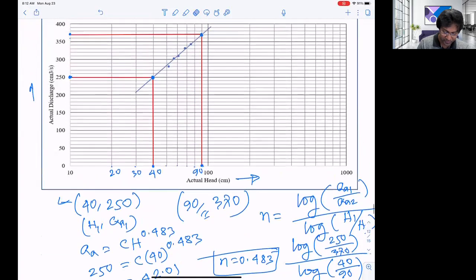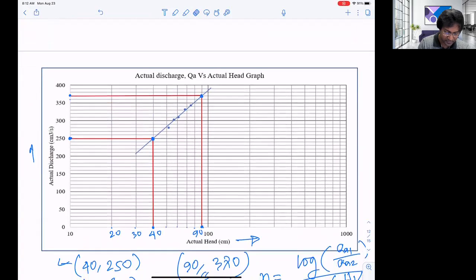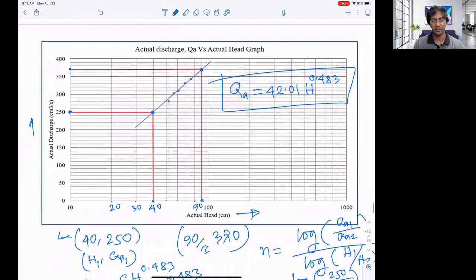So we have the calibrated equation. We can write the calibrated equation here for this experiment: QA equals 42.01 times H to the power 0.483. That is my equation. If you write this equation on the orifice meter, then you can measure the actual head, after correcting that head, use it here, and calculate QA, the actual flow rate.